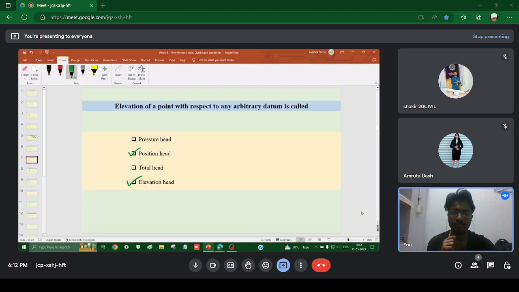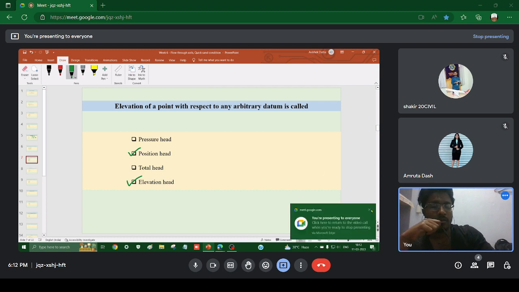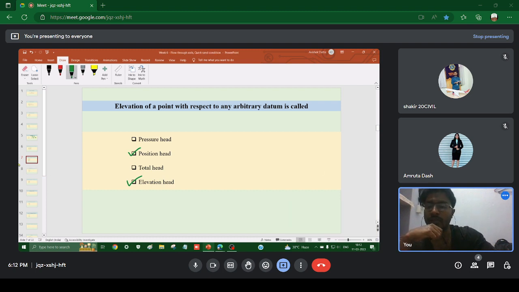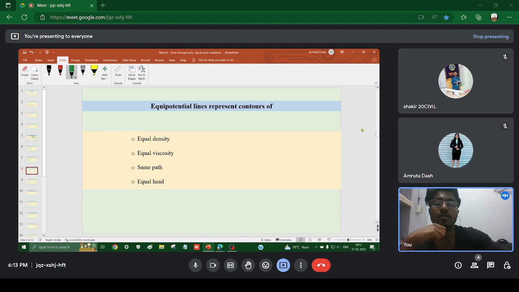Why your mic doesn't work? Okay. Next question. Equipotential lines represent contours of. What is the answer?